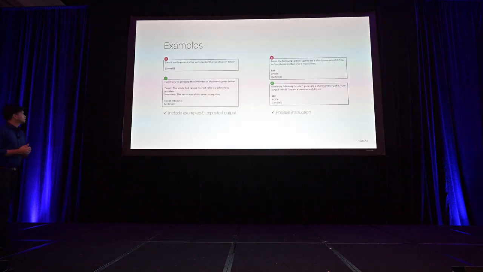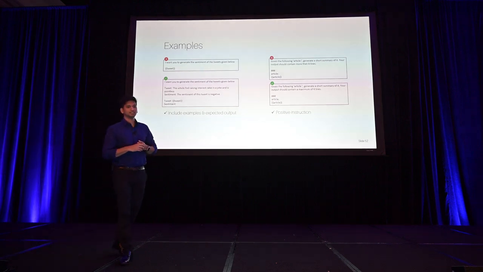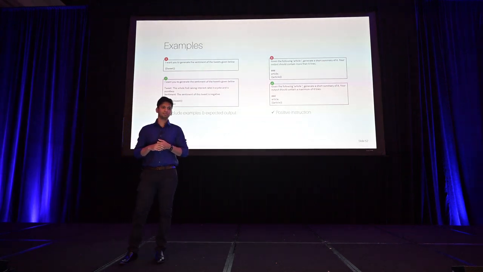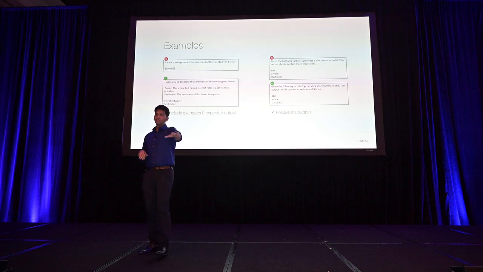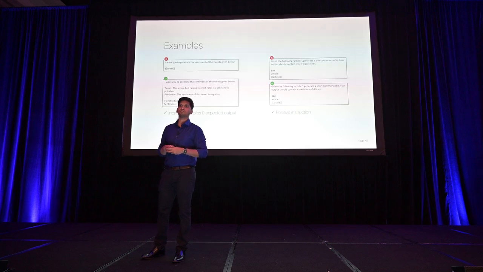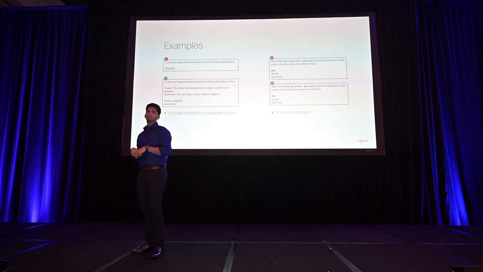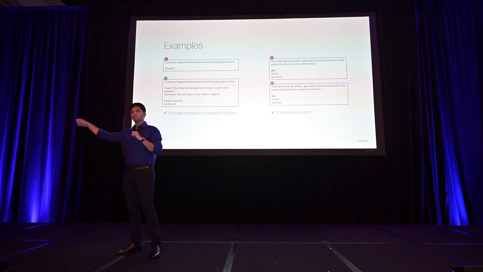Yep. So in this example, I want you to generate the sentiment of the tweets given below. So let's assume you do that and then you give your tweet. The expectation of the output for some people should be that it just gives me whether it's positive or negative as a single word, or sometimes it will give you a full sentence: the sentiment of this tweet is positive, the sentiment of this tweet is negative, etc.